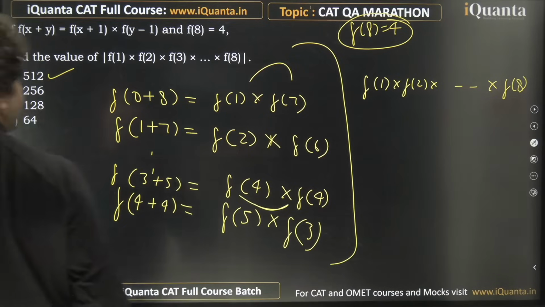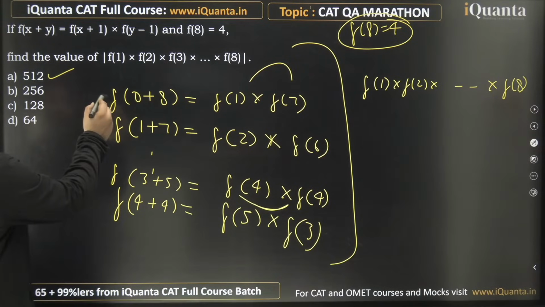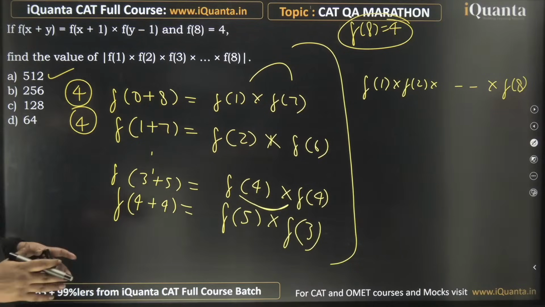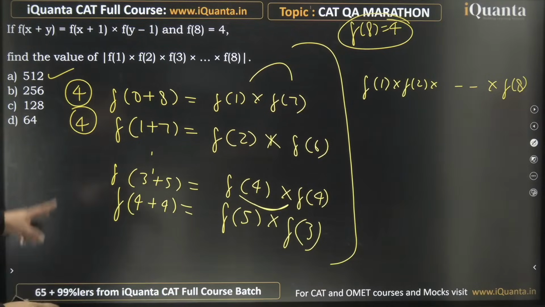See, this one is f8. This is f8. We get 4 from here. f8, 4 from here. So how many 4s do we get? 0 plus 8, 1 plus 7. Basically, how many 4s are we getting over here?